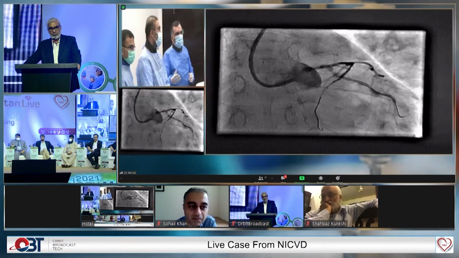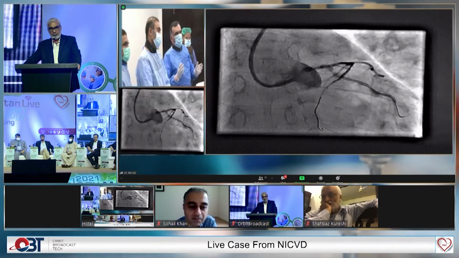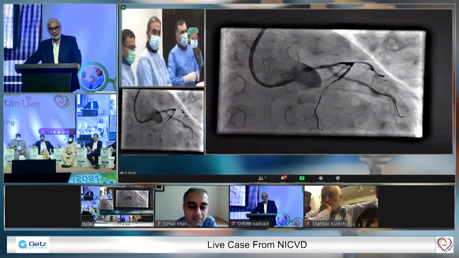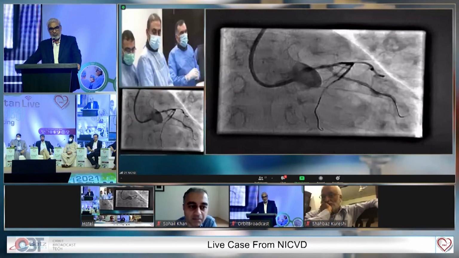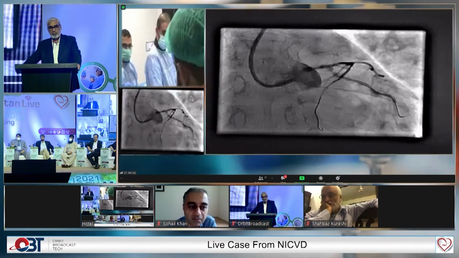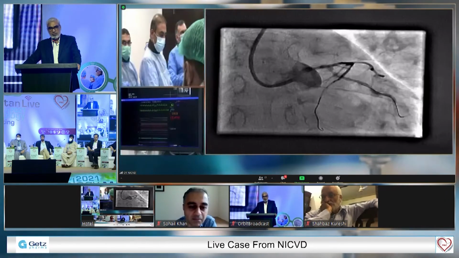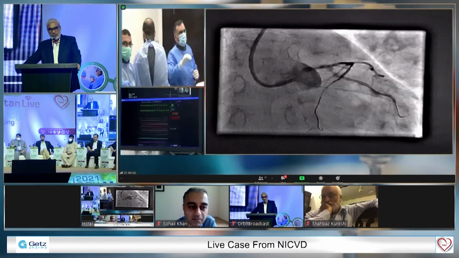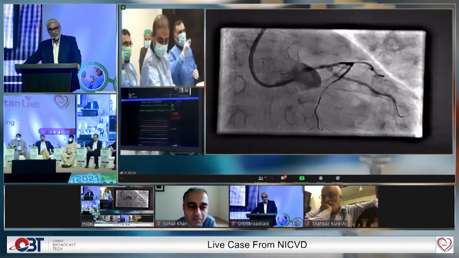I'm ready for a rota, but because of the instability of the patient and the criticality of the disease, I think we have to treat the patient in a way that safety is not compromised. So what I'll leave to the panel is, I was thinking of doing a culotte here.